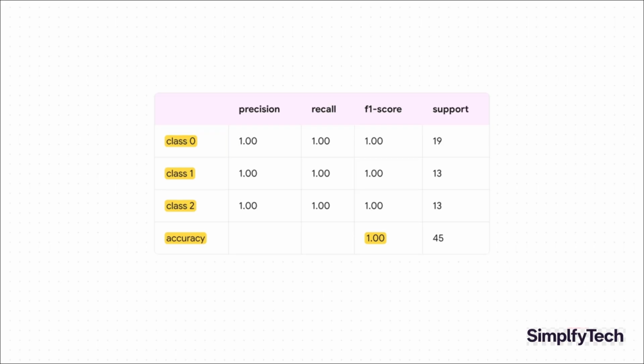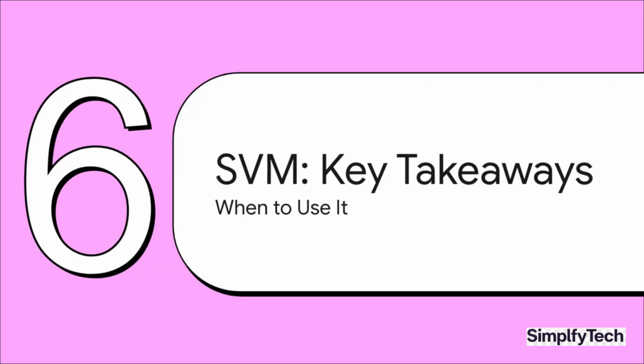But let's dig into this report. Precision asks, of all the times we predicted a certain flower, how often were we right? Recall asks, of all the actual flowers of that type, how many did we find? And the F1 score is just a nice blend of the two. Getting a perfect 1.00 across the board tells us our model isn't just accurate overall, it's flawlessly identifying each and every type of flower.